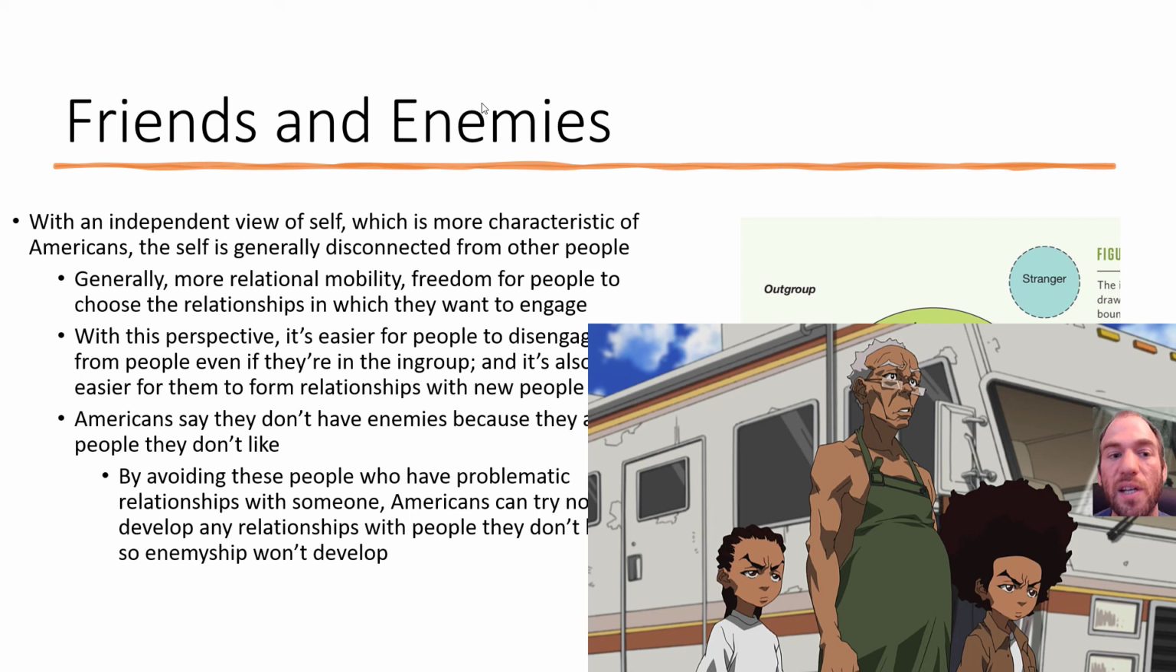So, friends and enemies. With an independent view of self, which is more characteristic of Americans, the self is generally disconnected from other people. There is generally more relational mobility, that is, the freedom for people to choose the relationships they want to engage in. From this perspective, it's easier for people to disengage from people even if they're in the in-group, and it's also easier for them to form relationships with a new group. Americans say they don't have enemies because they avoid people they don't like. By avoiding people with whom they have problematic relationships, Americans can try not to develop any relationships with people they don't like, so enemyship or frenemies won't develop.